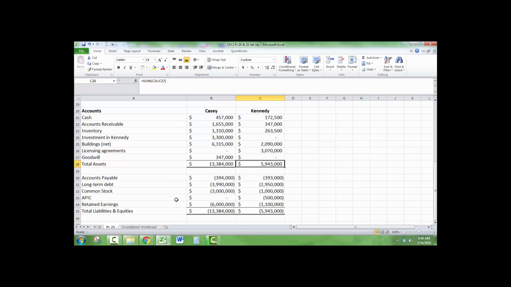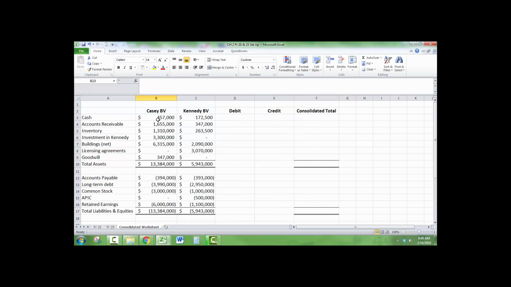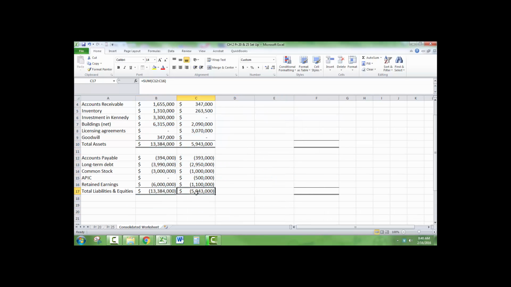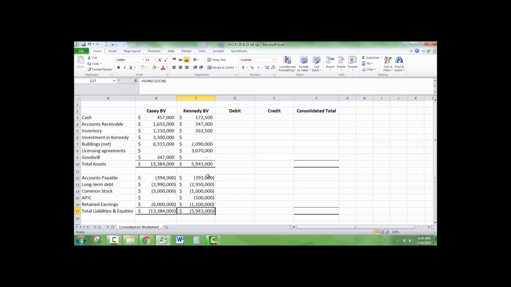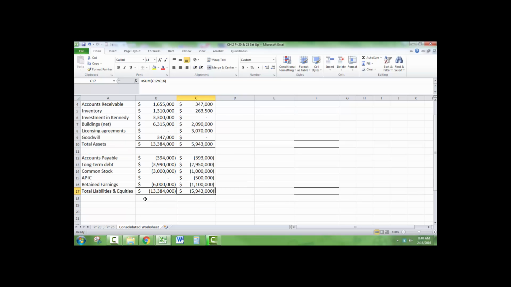So what we're going to do is create a consolidated worksheet. I'm going to the second page. I've already set up these balances in my consolidated worksheet. All it is is a copy of this. And what we're going to do is make journal entries to consolidate. These are called consolidation entries. So underneath here, I'm going to type this out: consolidation entry A. Entry A is where we're going to allocate fair value differences.